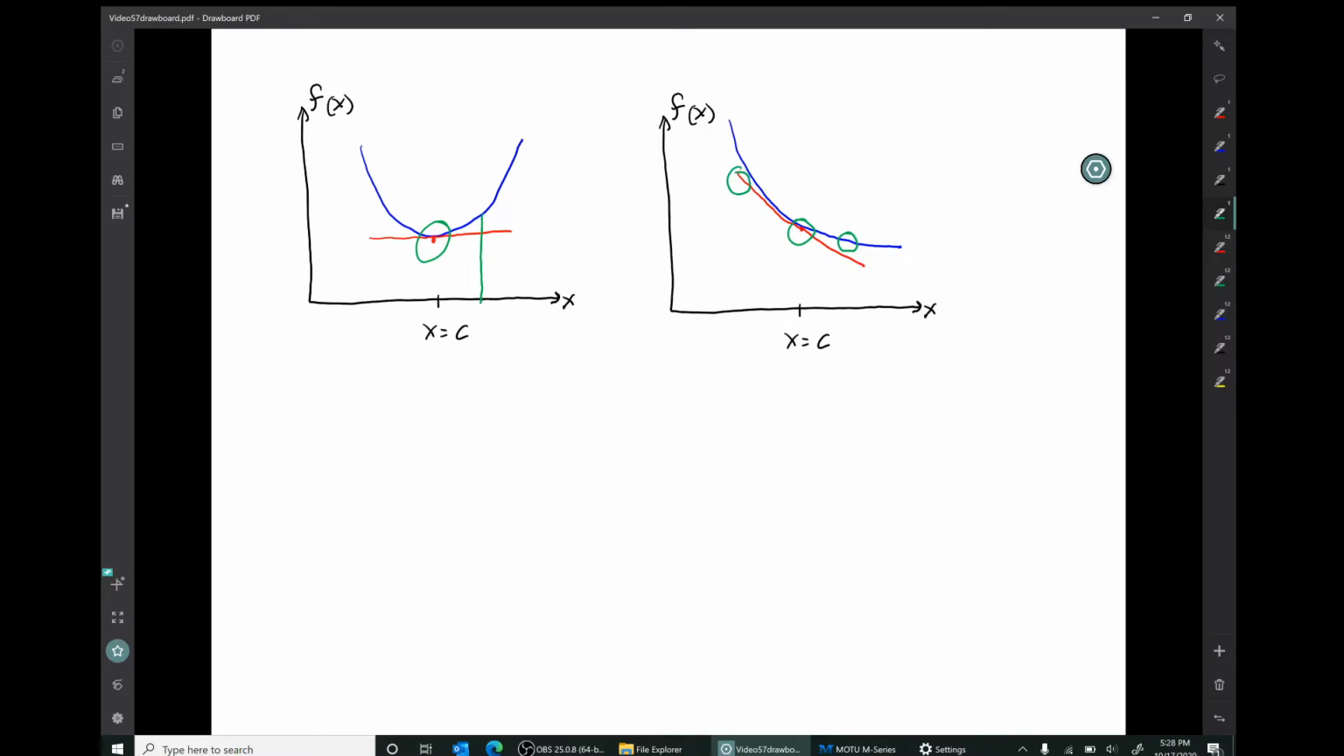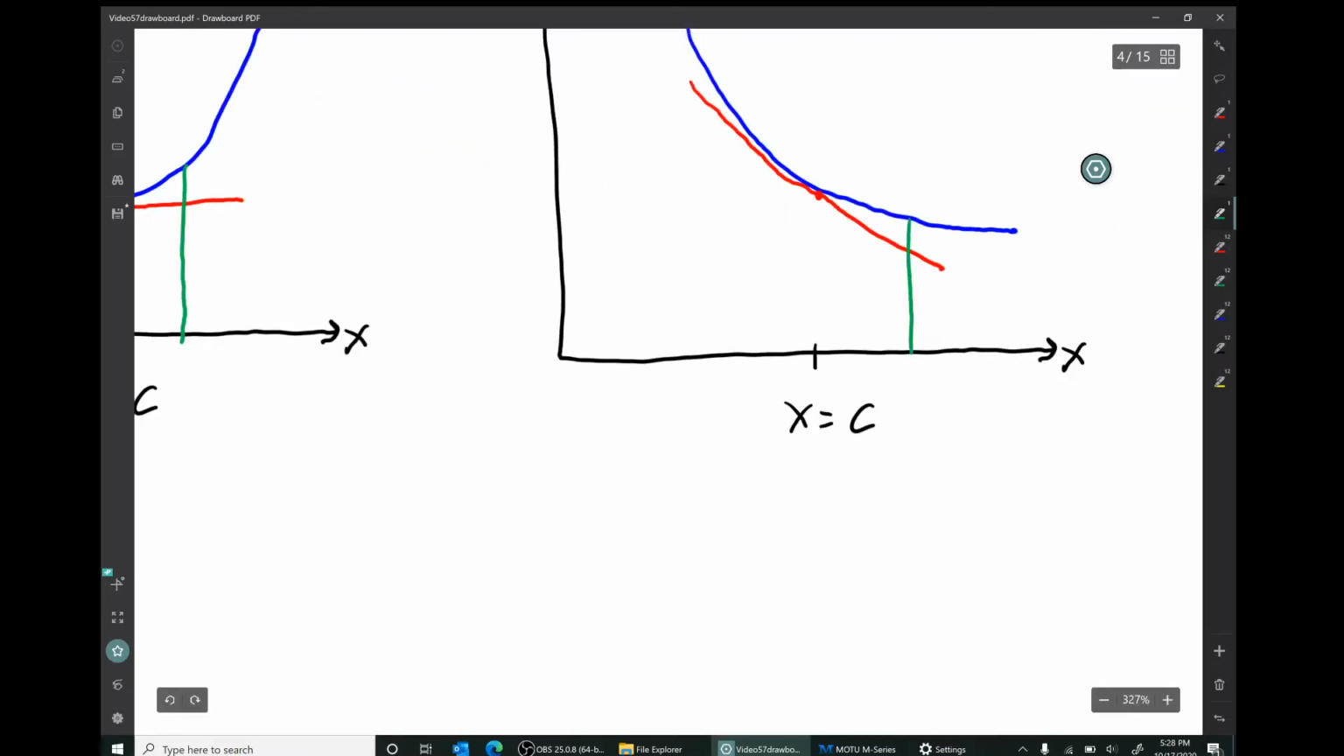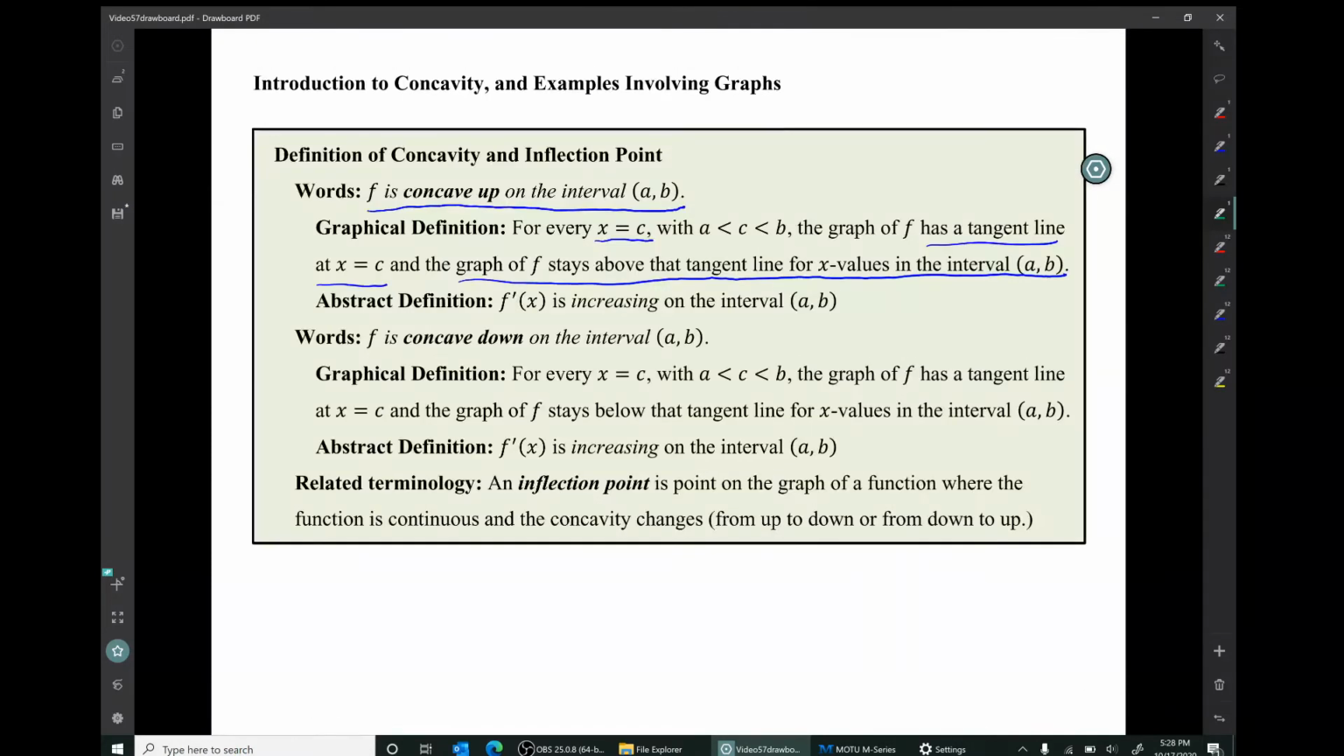Well, that's not what we're talking about when we say that the graph stays above the tangent line. What we mean is that if you look at a particular x value, the graph stays above the tangent line at that x value. So let's zoom in on an x value a little bit to the right of c. You see that for that x value, the graph of f of x is above that red tangent line that was drawn over there at x equals c. That's the definition of concave up on an interval.